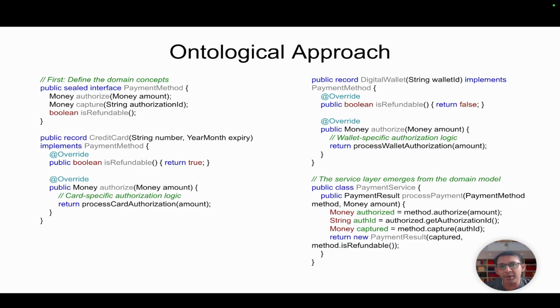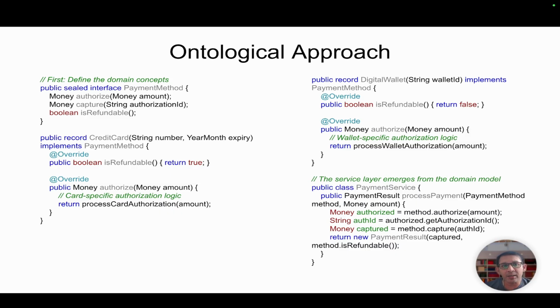Now, when you implement a specific payment method, each one follows the same pattern but with its own specific behavior. A credit card authorizes by contacting the card network and checking for sufficient credit limits. It captures by finalizing the transaction. And yes, credit cards do support refunds. A digital wallet might authorize by checking the wallet's balance and placing a temporary hold. It captures by transferring the held funds. But here's an interesting domain insight. Some digital wallets don't support refunds because that money might come from gift card balances that can't be reversed.